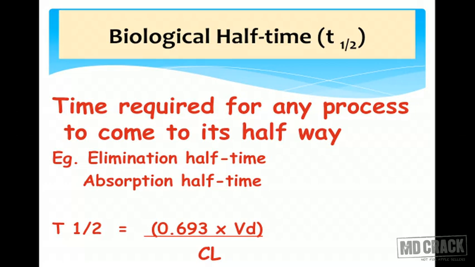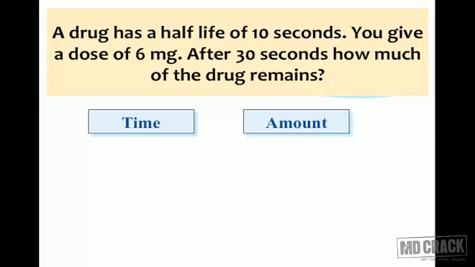You can also apply this particular term, the half-life or the half-time, to a process. Time required for any process to come to its halfway can also be called the half-time for the process. For example, you can call it elimination half-time, absorption half-time, and so on and so forth. There's one important formula which you might need sometimes. The biological half-time is equal to 0.693 multiplied by the volume of distribution divided by clearance. We are going to make use of this formula as and when the time comes.